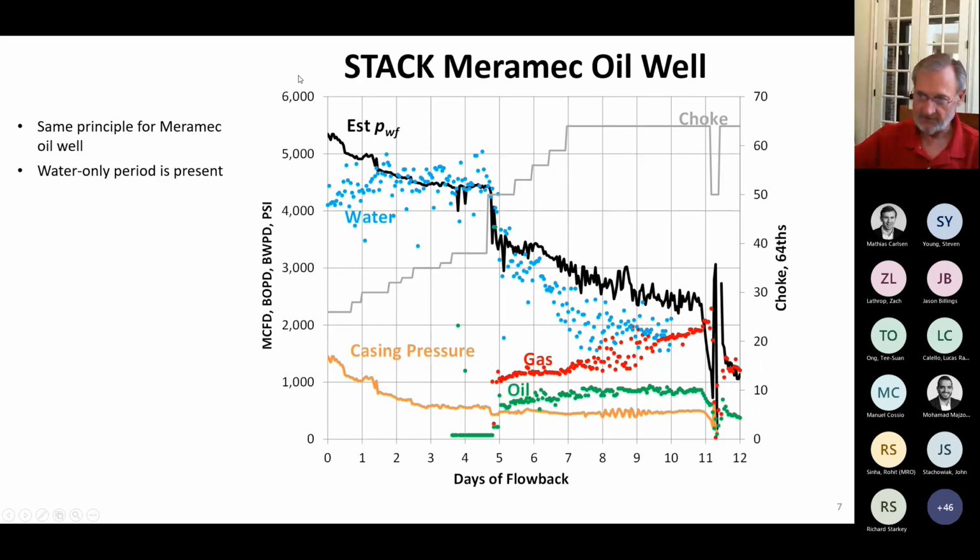Just one more example. This is a stacked Merrimack oil well. And you'll notice pressures are considerably lower here in the Merrimack because it's shallower. We still have that water only period, in this case about 4 or 5 days. And we estimated the reservoir pressure at about 4,400 psi. So really a very simple method. But again, if you were to use first hydrocarbon production as your estimate of reservoir pressure, you'd get something like 3,500, which we know would be too low.